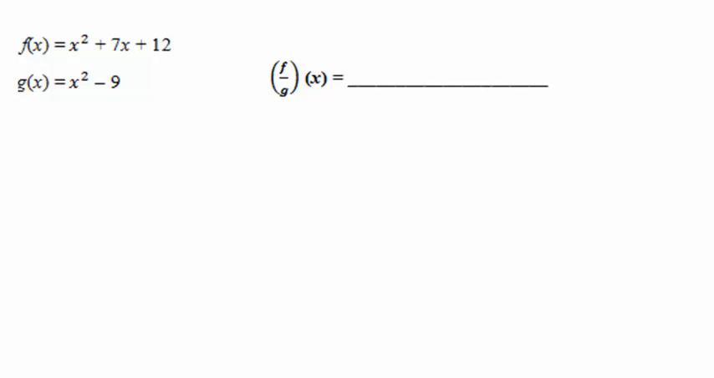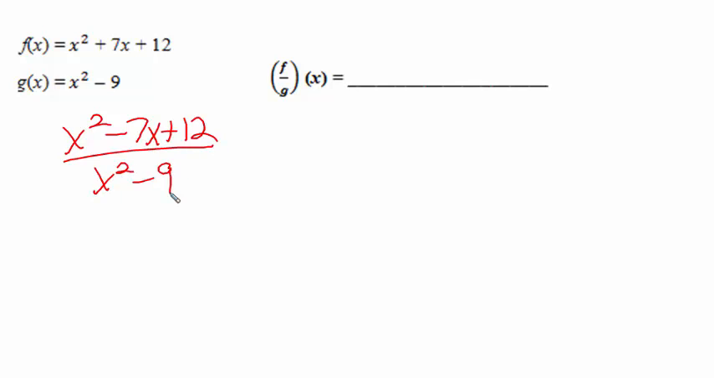Finally, we have to divide the functions. f on top, g on bottom. So we're literally going to write f of x on top and g of x on bottom. Keep in mind, you cannot cancel terms top to bottom. You can only cancel factors. And in order to get factors, you need to factor the function if possible. So before you cancel, you have to factor.